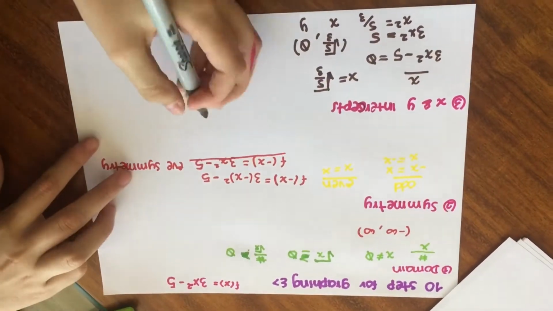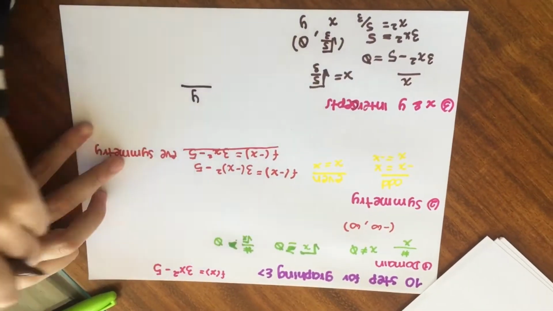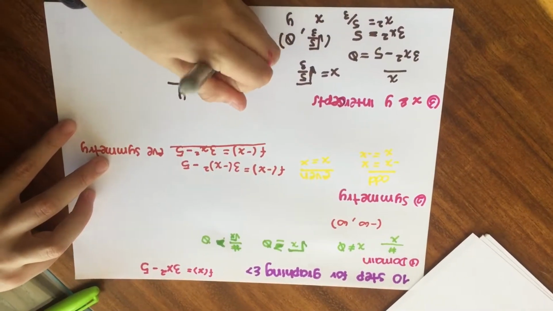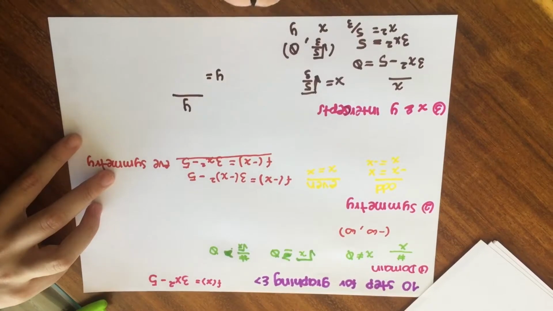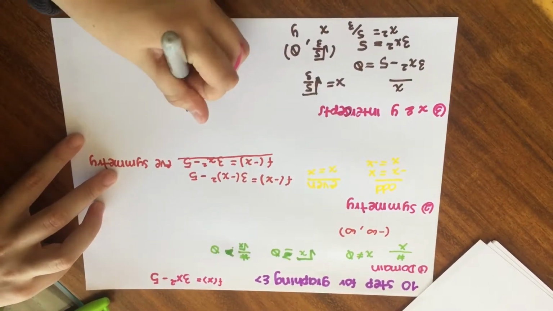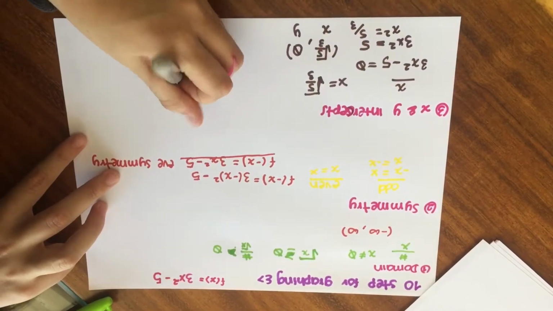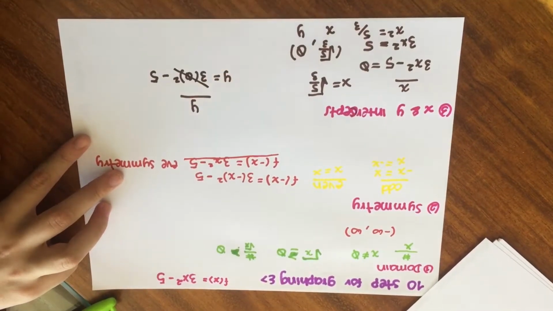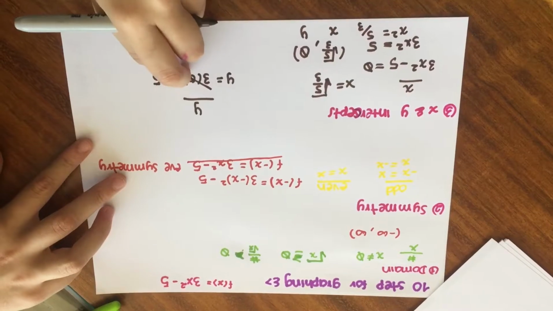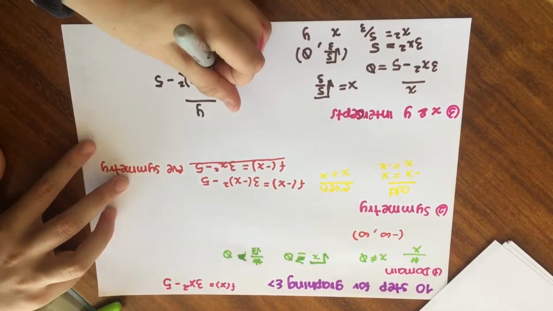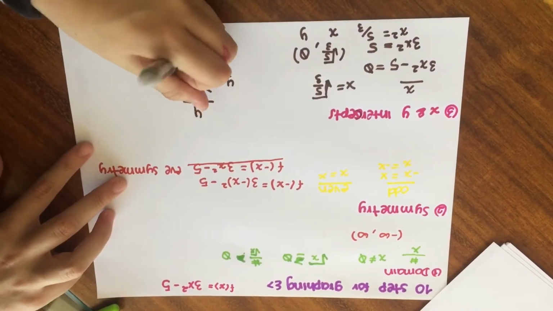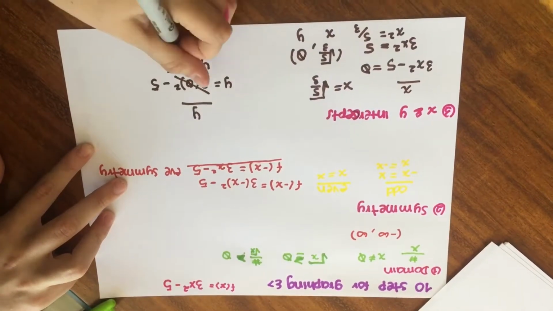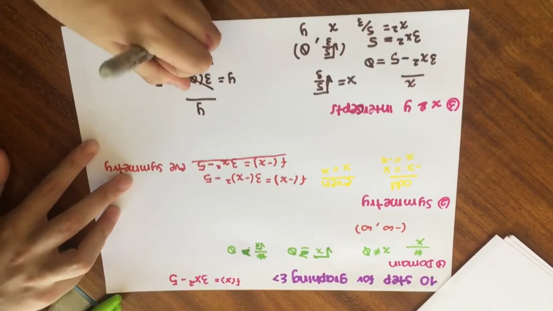And to get the y-intercept, we will put 0 where the x's are. So y is equal to 3 times 0 squared minus 5. This is eliminated because everything times 0 is 0, and y is equal to minus 5. So when x is 0, y is minus 5.